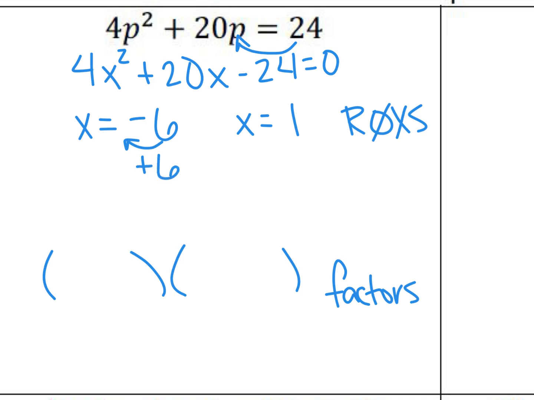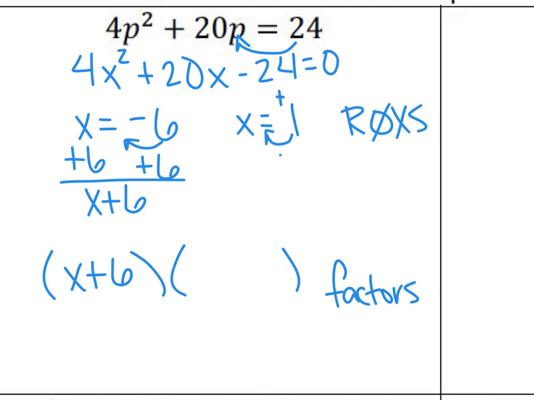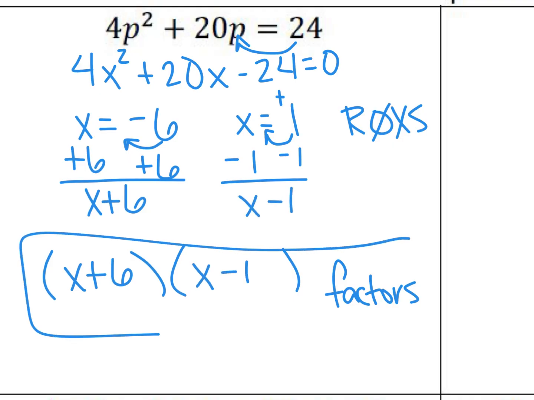What's the opposite of -6? +6. So what do I get? My first factor is x plus 6. What about this 1? How do I move it over? It's a positive, so we're going to make it a minus, x minus 1. And these are our factors.